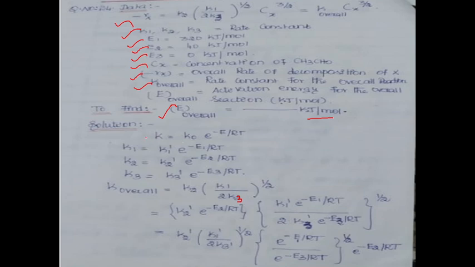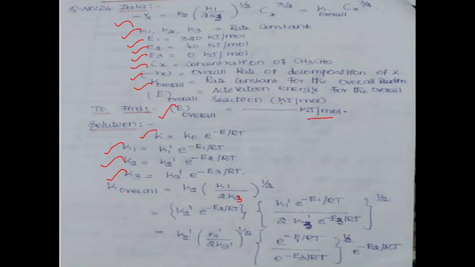In the question itself they have mentioned to use the Arrhenius equation: K is equal to K naught into e power minus E by RT. Here K is the rate constant, K naught is the frequency factor, E is the activation energy, R is the gas constant, and T is the temperature. For step 1, K1 is equal to K1 dash e power minus E1 by RT. K1 dash is also the frequency factor. Then K2 is equal to K2 dash into e power minus E2 by RT. K3 is equal to K3 dash into e power minus E3 by RT.